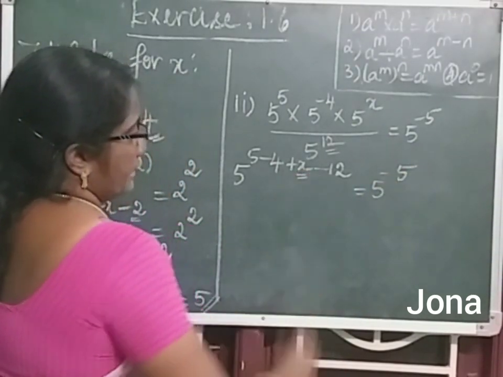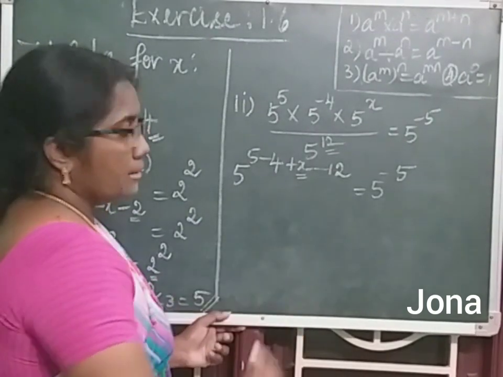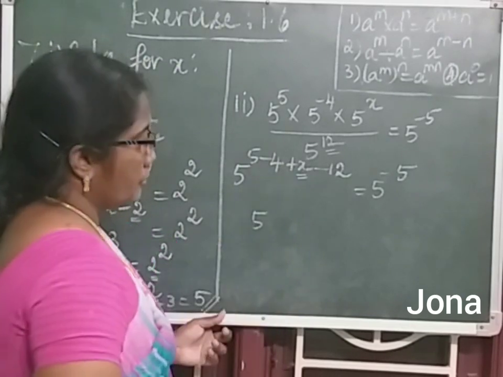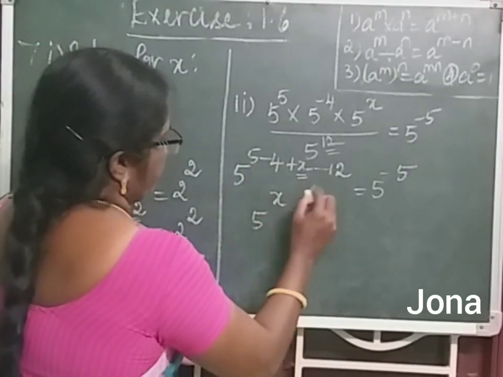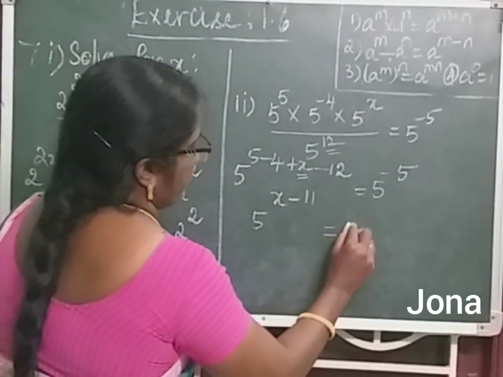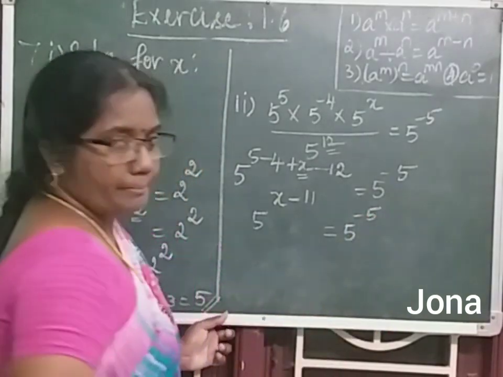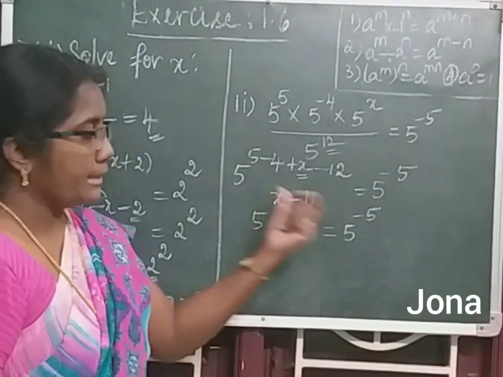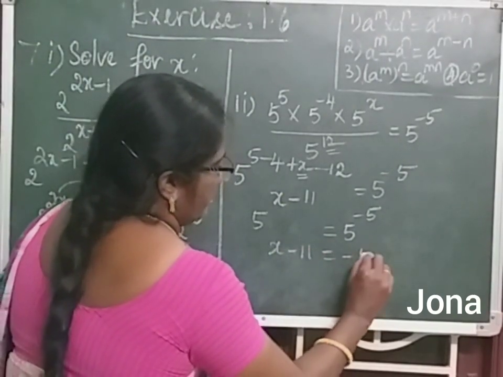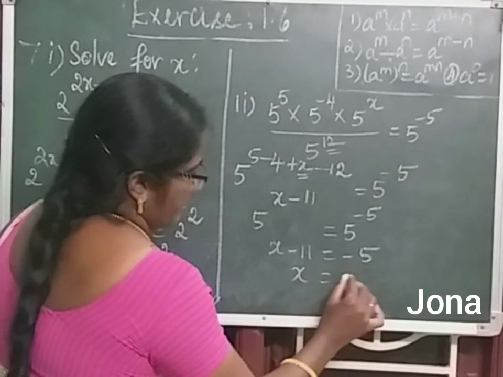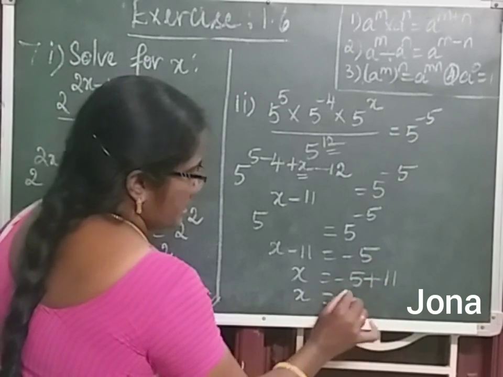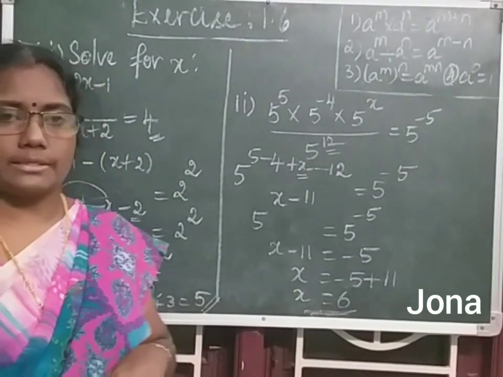Here I want to find the value of x, isn't it? So it is the like term, so keep it as it is. I can subtract these two. 5 minus 4 is 1. 1 minus 12 is minus 11, equal to 5 power minus 5. If the bases are same, I can equate the powers. So I can write this as x minus 11 equal to minus 5. So x equal to minus 5 plus 11. Therefore x equal to 6. So 6 is the answer here.